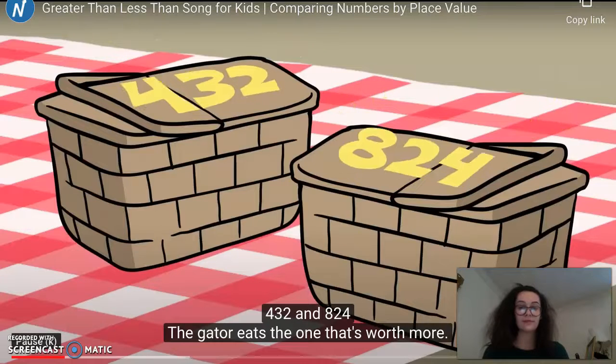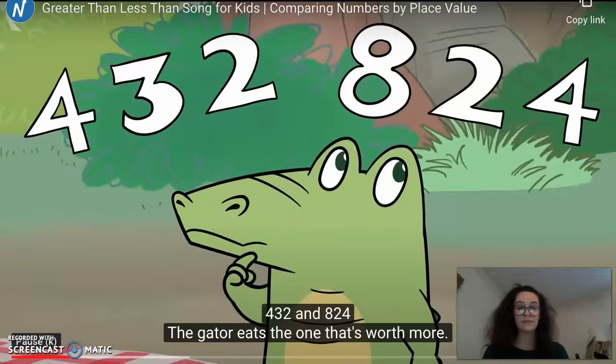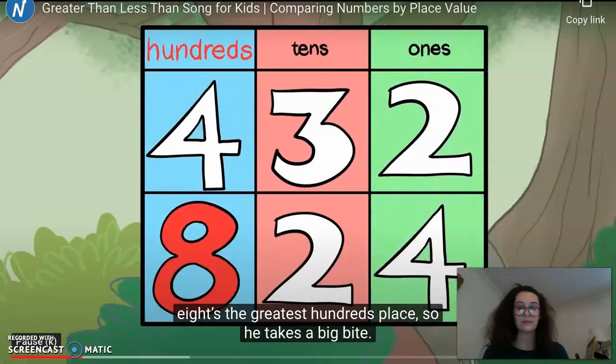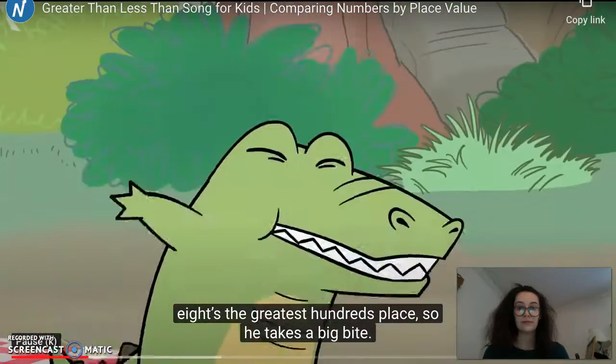And 824. The gator eats the one that's worth more. He looks at the place values from left to right. It's the greatest hundreds place, so he takes a big bite.